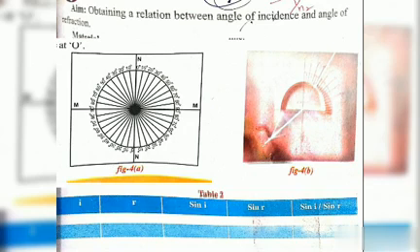Here MM represents the line drawn along the interface of two media, and NN represents the normal drawn to this line at O. So NN represents the normal, and MM is the line that separates the two media.